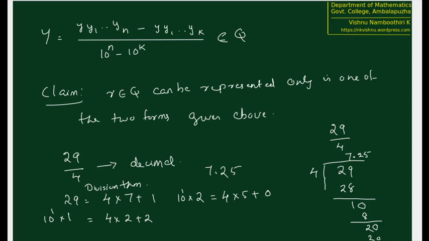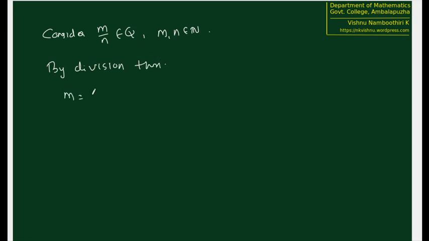Now we go to the general case where we are trying to see what happens when we take the decimal form of m by n. So consider m by n in Q with m and n natural numbers. Of course, we can consider negative rationals also, there is no difference in the proof, so we stick to the positive case. So by the division theorem, we can write m equal to n q1 plus r1, where 0 less than or equal to r1 less than n.